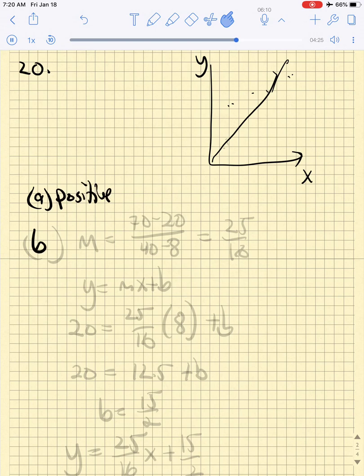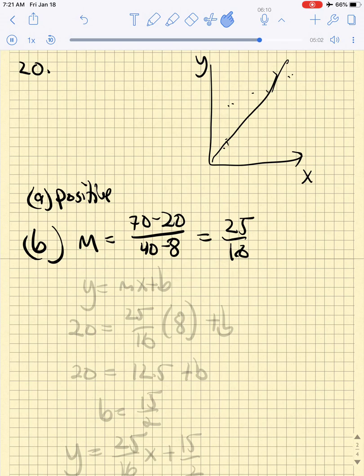Part B, we need to find the equation, okay? So first we got to come up with the slope M, all right? And based on your graph, you should be able to come up with the best points to use for your slope M. And in this case, I'm going to do 70 minus 20 over 40 minus 8. That yields a slope of 25/16.